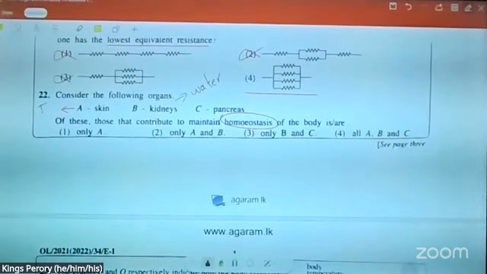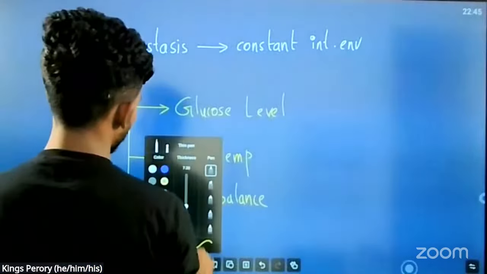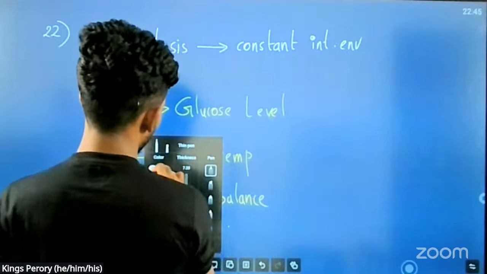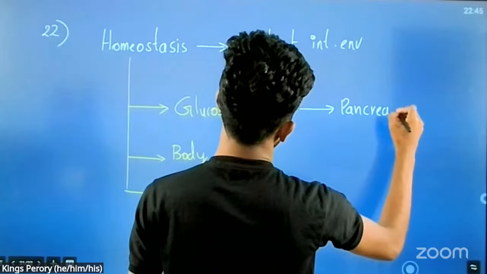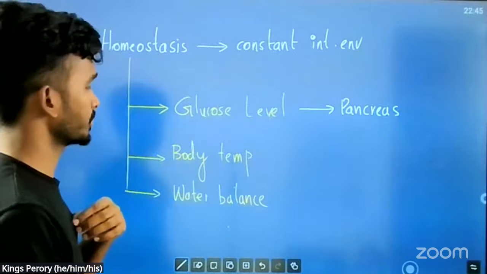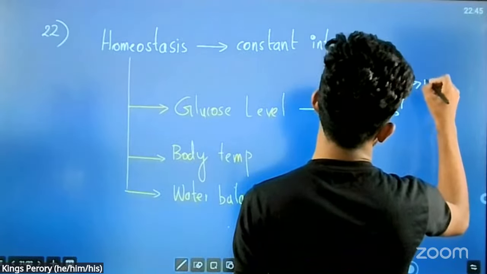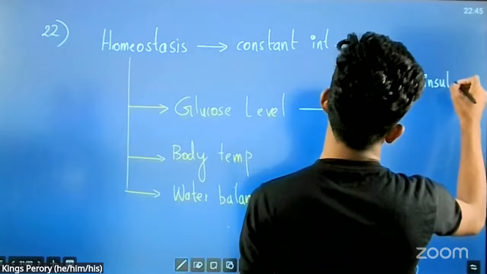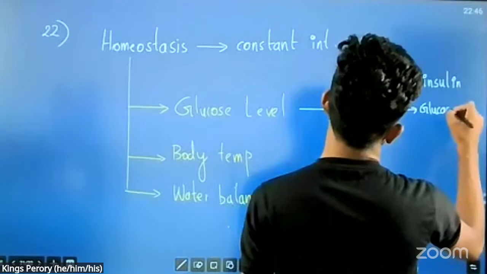If you want, I'll write it on that note where I wrote. Glucose level is maintained by the involvement of the pancreas, insulin and glucagon. I'll write that also. It secretes insulin and glucagon.